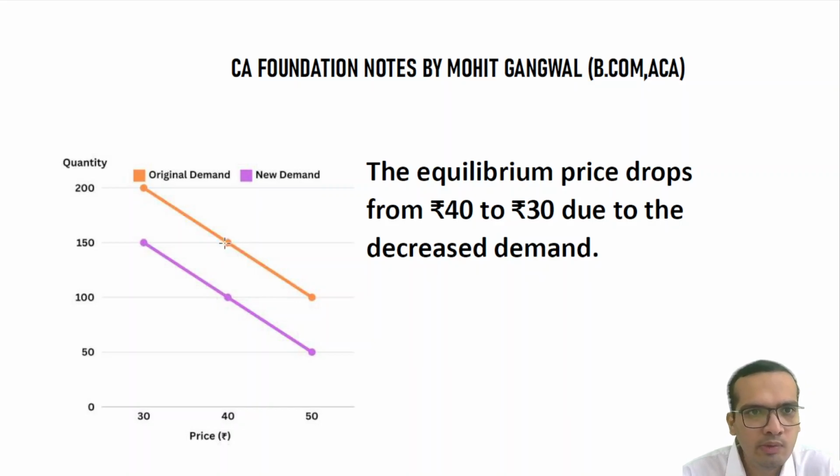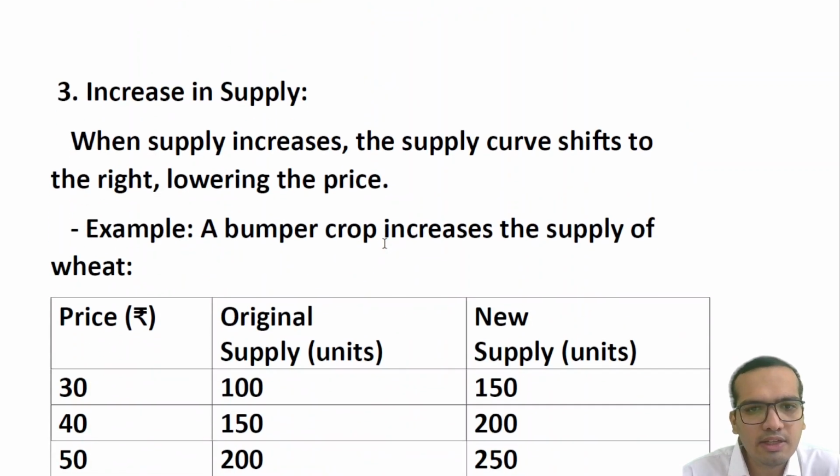So from the equilibrium price of 40, I think there is some error in the graph, but I will try to correct it. The price will drop here to 30 because there will be a change in demand. Third comes increase in supply. When supply increases, the supply curve shifts to the right, lowering the price.